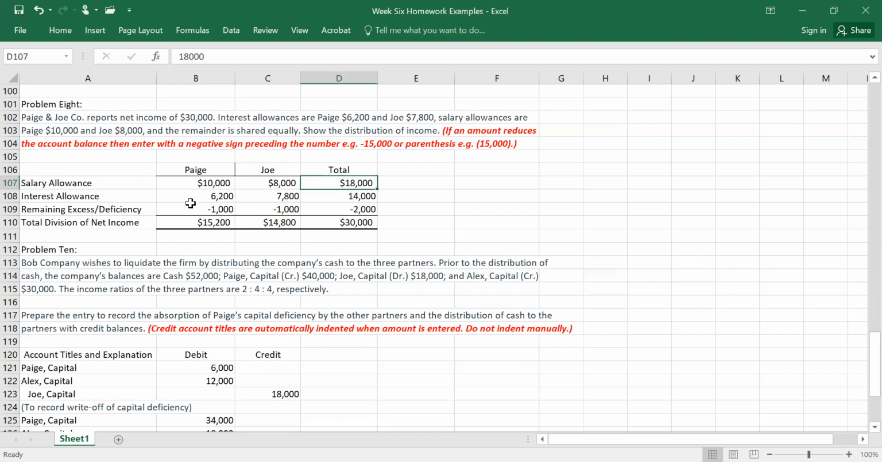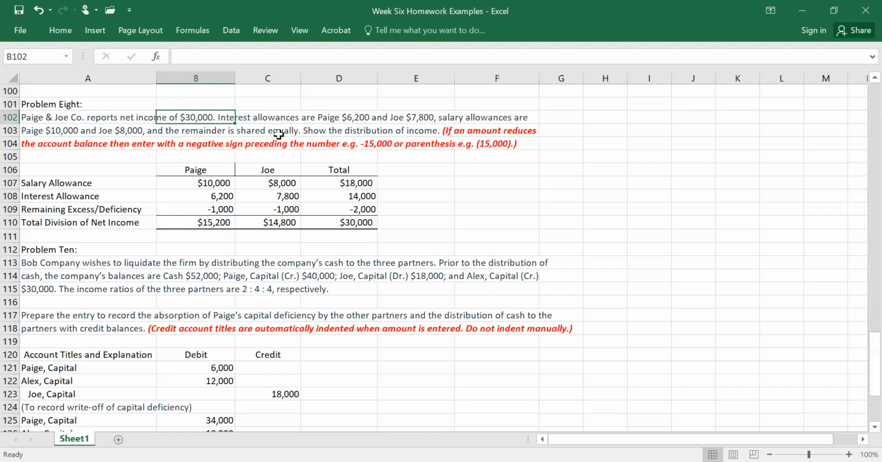If we look at our interest allowance, Page is 6,200. So we're going to put that here. Joe is 7,800. We'll put that there. And if we add that together, it's 14,000. The remaining excess or deficiency. Well, if we were to total this out right now, it would be 32,000, right? 18,000 and 14,000 is 32,000. We only had net income of 30,000. So we have a deficiency.